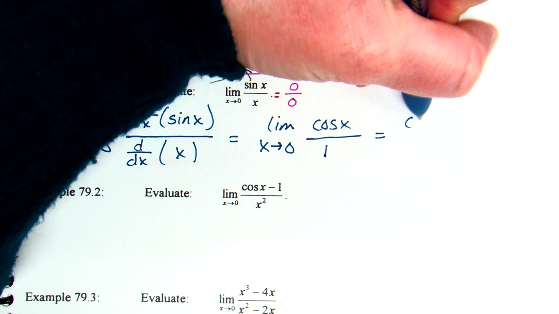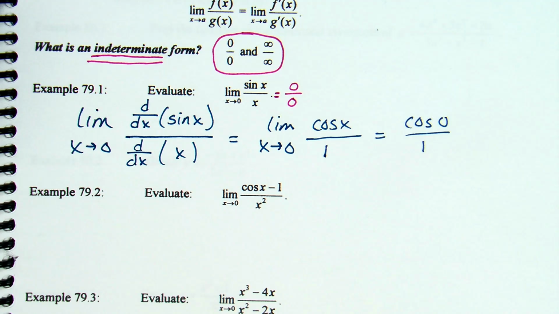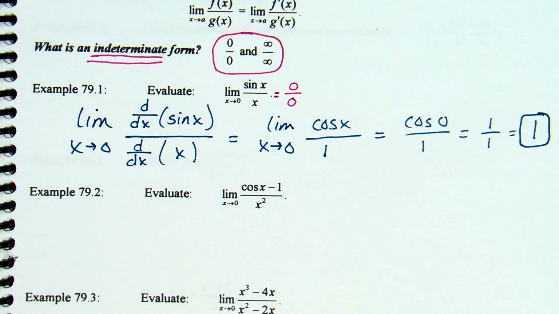So what do we do? Plug in 0 again. Cosine of 0, officially over 1 if you still have that. What is cosine of 0? It's 1. And so what does this limit come out to be? 1.